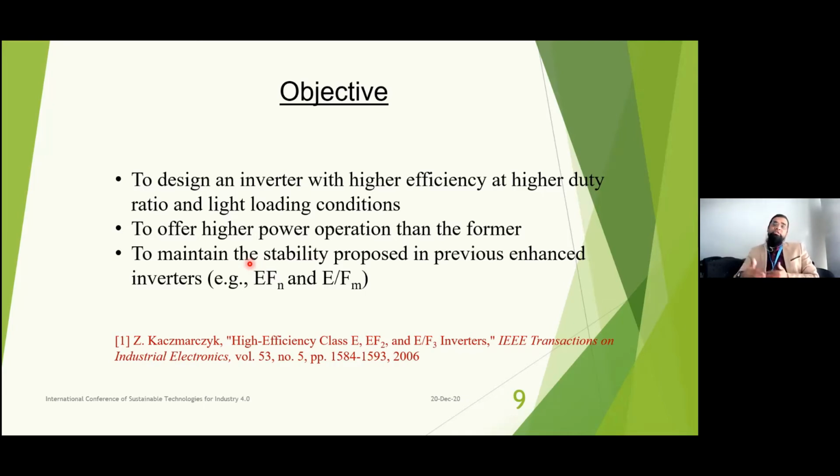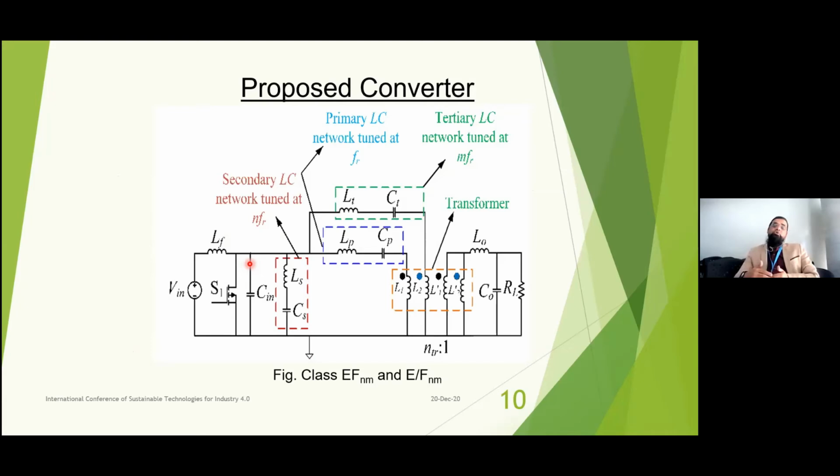So to fulfill these objectives, we add an extra resonant network. LP and CP is our basic primary resonant tank, and LS and CS is our EFn tank in the class EFn inverter. Now we are adding an extra, third resonant tank, combining LT and CT. And we are also delivering this power to the secondary through a multi-winding transformer.